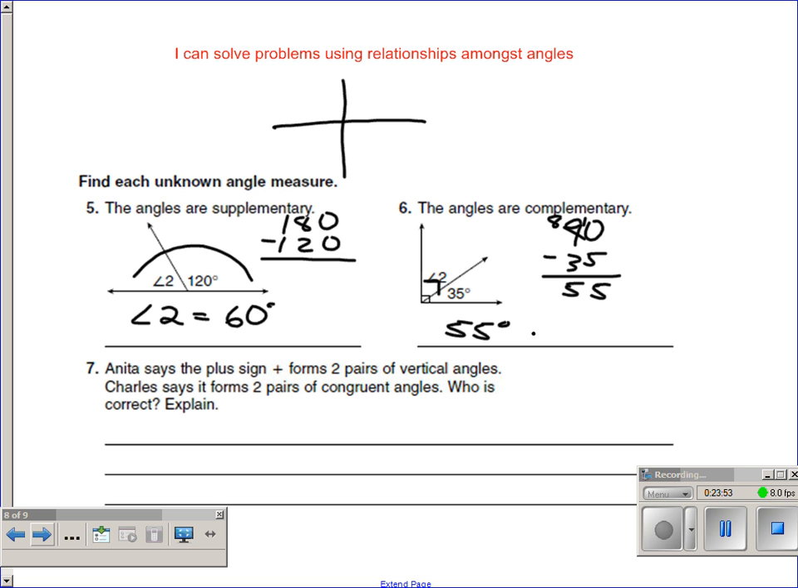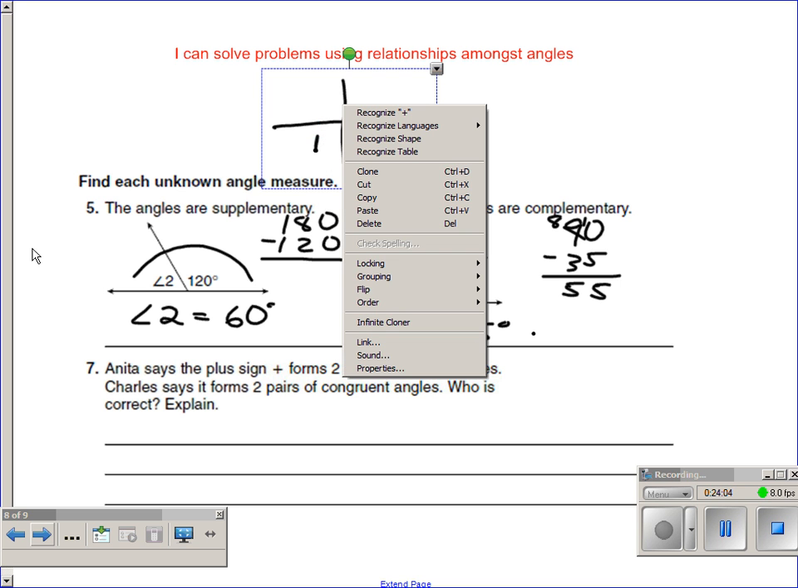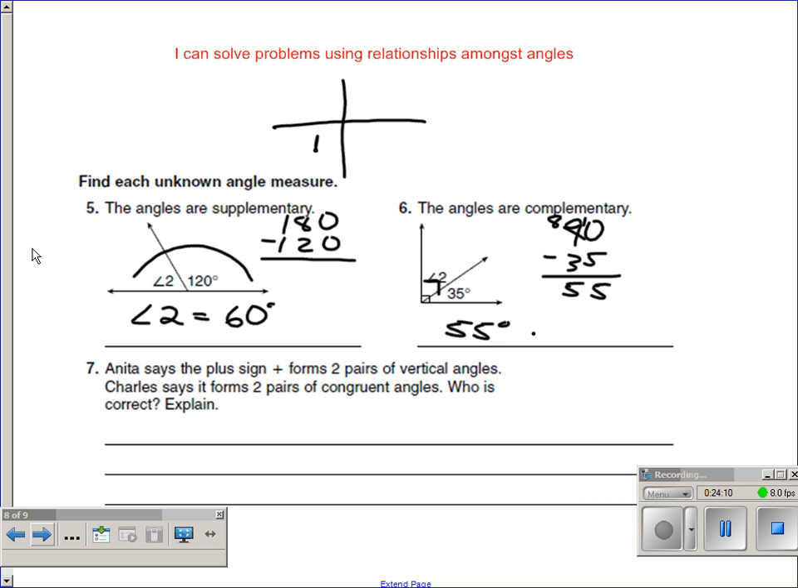Now, you could be a little more specific, you could say, here's a pair of congruent angles. Here's a pair of congruent angles. Here's a pair. So there's at least two pairs of congruent angles. Okay? So technically they're both right on that.